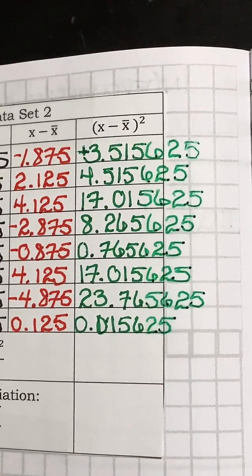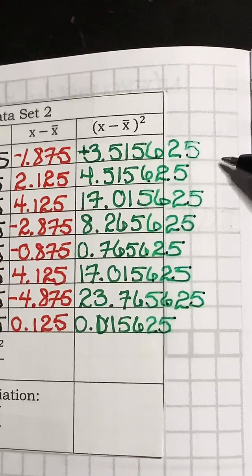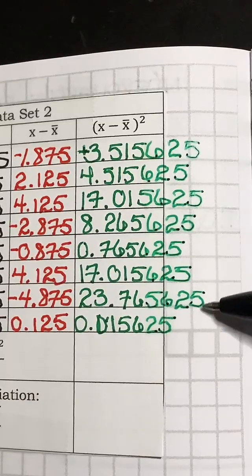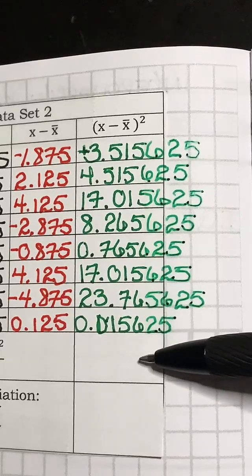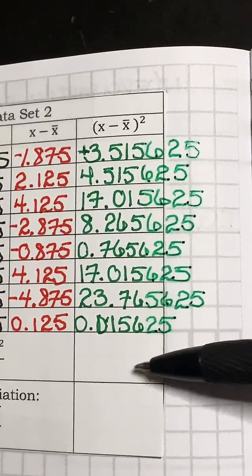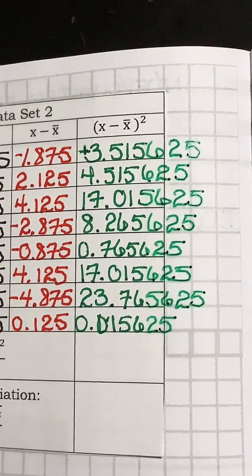All right. Okay, so now, are you ready for more fun? We're going to add all these numbers that are in green and divide by 8 to put into this lovely little box right here. Okay? So, we have our 3.515625. Then we have our 4.515625. Then we have our 17.